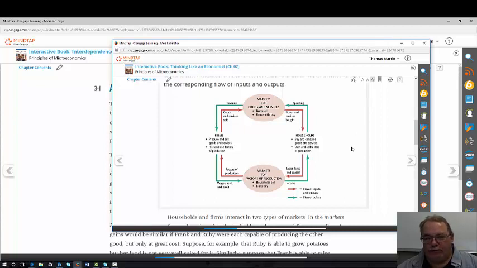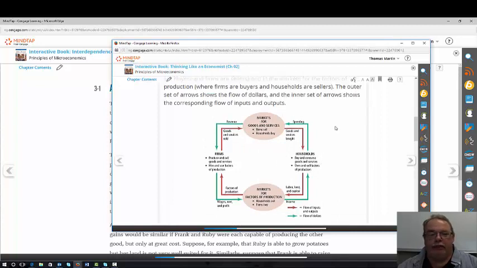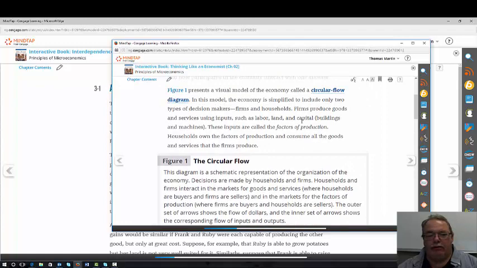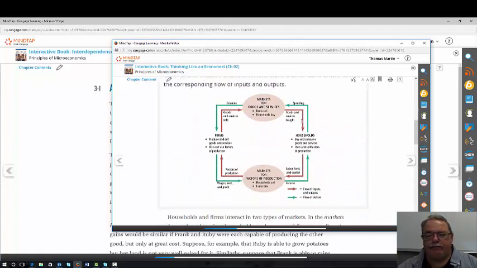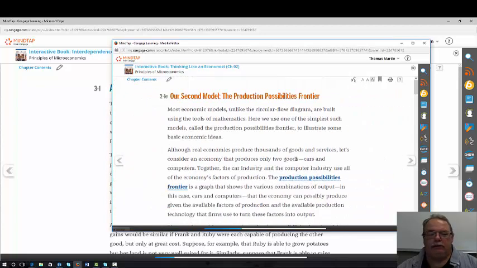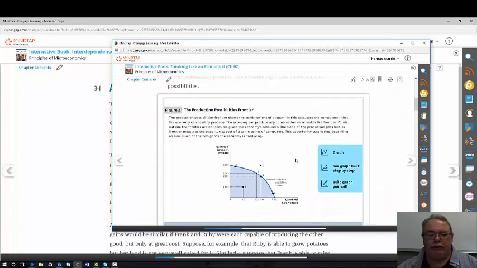We work for the firms. We supply them land, labor, capital, and entrepreneurship so they can produce the goods and services in the free market. But that's the first model that they wanted to talk to you about. The second one is the production possibility frontier.